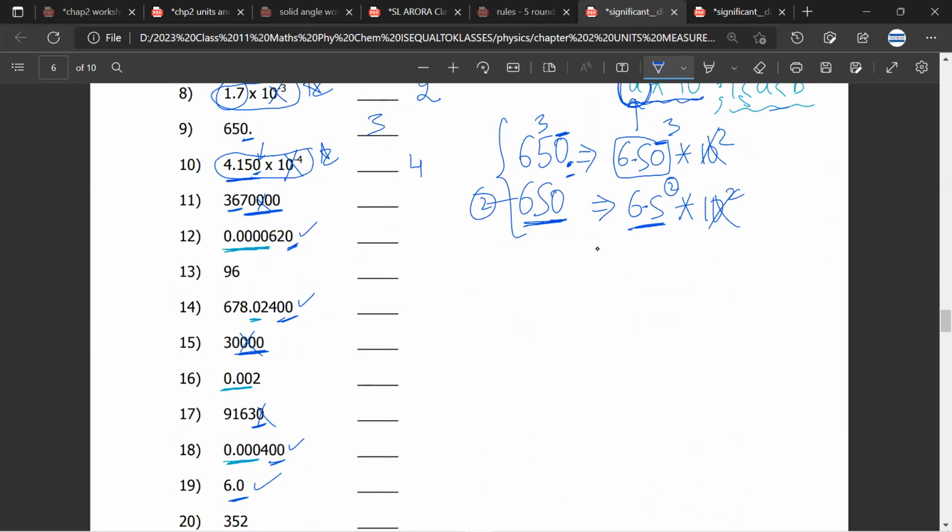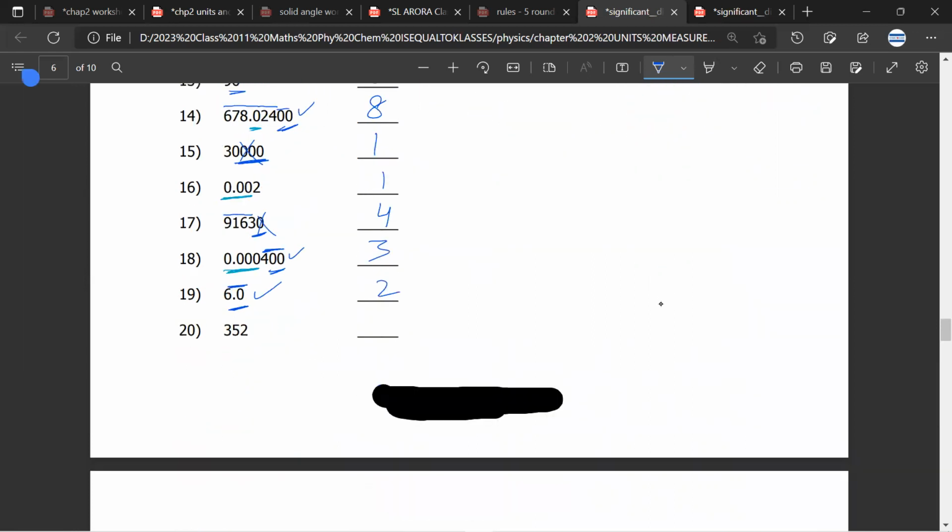So, three significant digits, two significant digits, 1, 2, 3, 4, 5, 6, 7, 8. Eight significant digits. One significant digit, one significant digit, 1, 2, 3, 4. Four significant digits, three significant digits, two significant digits, and so on. Are we clear, Avantika?